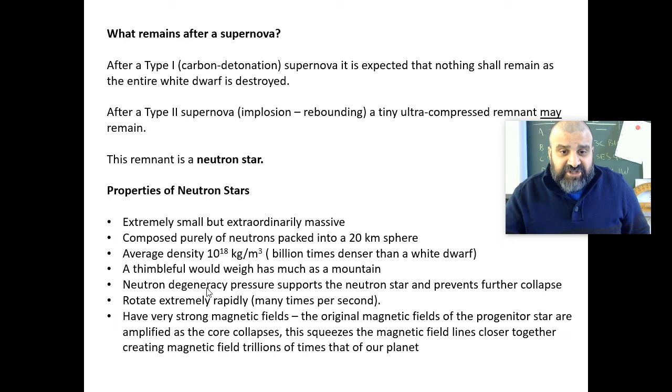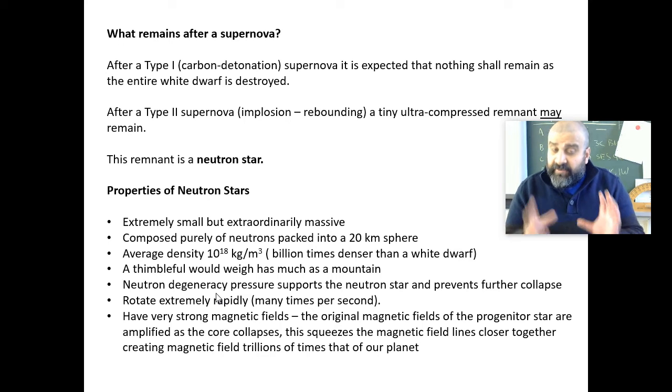Okay, neutron degeneracy pressure supports the neutron star and prevents further collapse. So what essentially that means is that there is some repulsive force between the neutrons, right? They are resisting each other to a point. In supermassive stars, the gravity is so strong it overcomes the neutron degeneracy pressure. But right now, where we're at in a neutron star, there's enough resistance between the neutrons that they can't collapse any further.